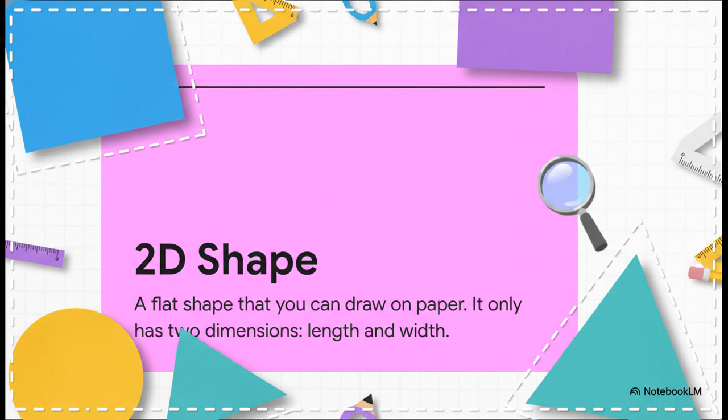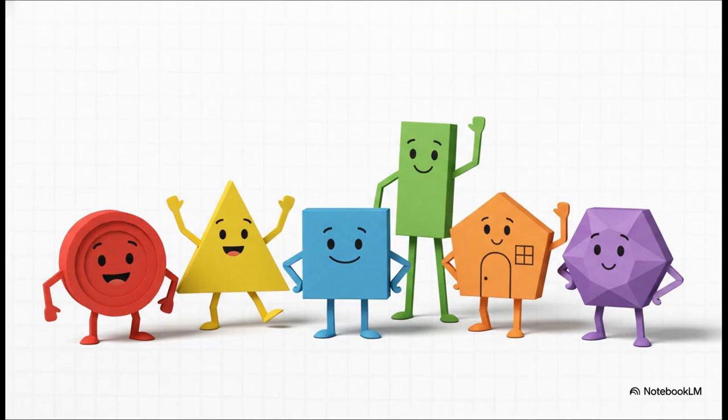And that one definition is the launch pad for everything else. And here they are, our main cast of characters for today. You know them, you love them. The circle, triangle, square, rectangle, pentagon, and hexagon. We're about to take these familiar shapes and figure out what really makes them tick.